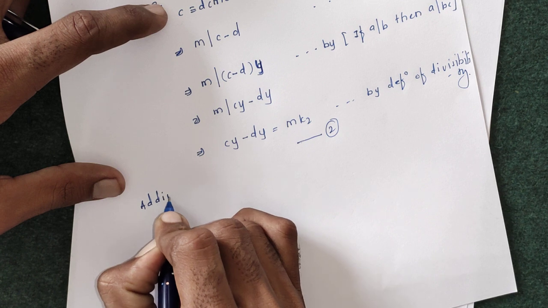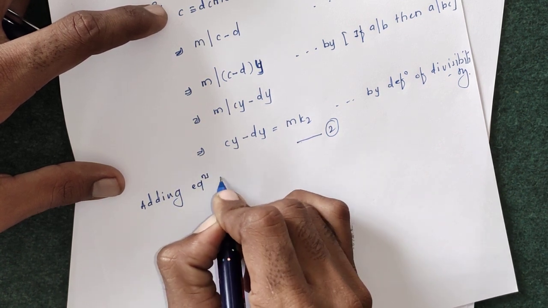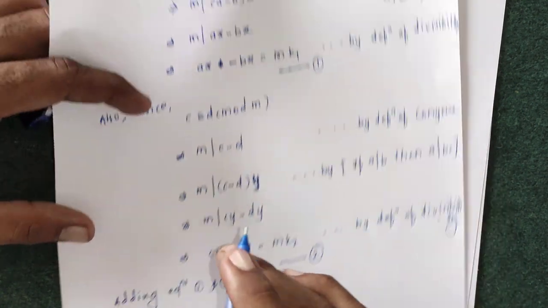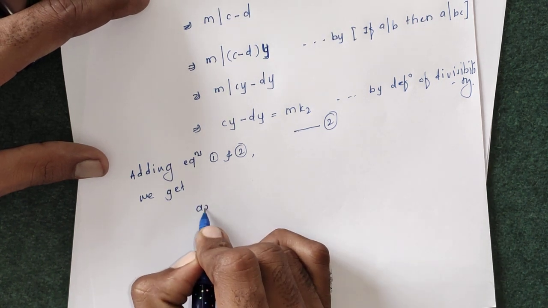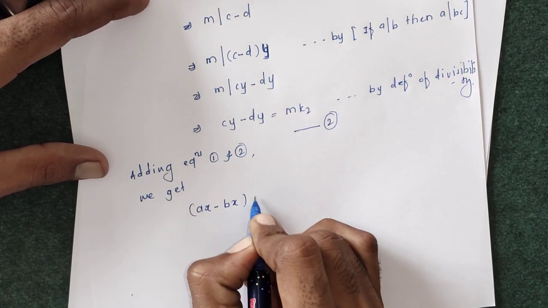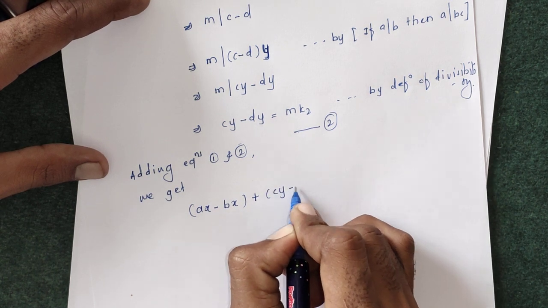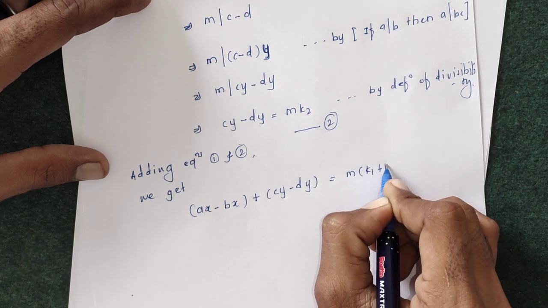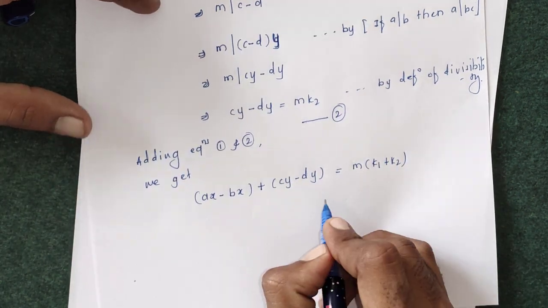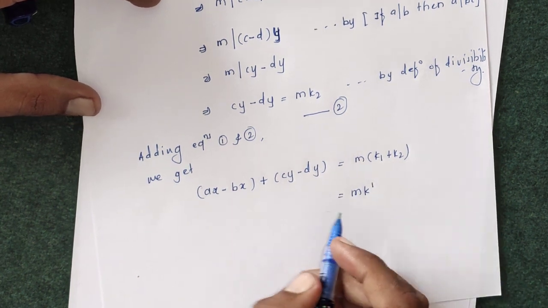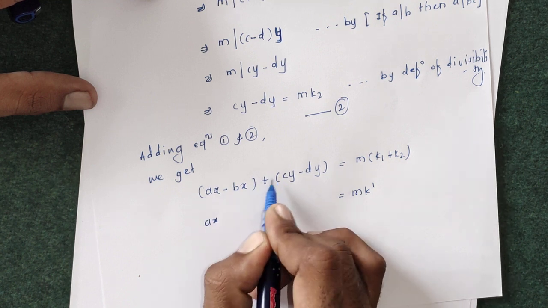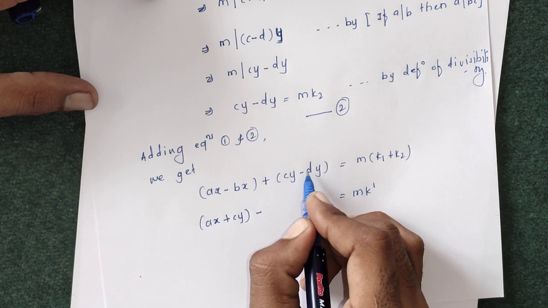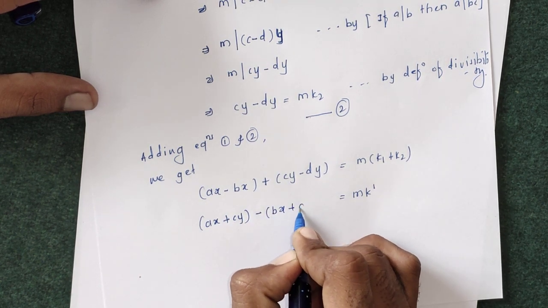Adding equations 1 and 2, we get ax minus bx plus cy minus dy is equal to m into k1 plus k2. Taking m common, we get m into k1 plus k2, which is equal to m into k prime. Rearranging this, we get ax plus cy. Taking the minus sign common from these two terms, minus bx and minus dy gives bx plus dy.